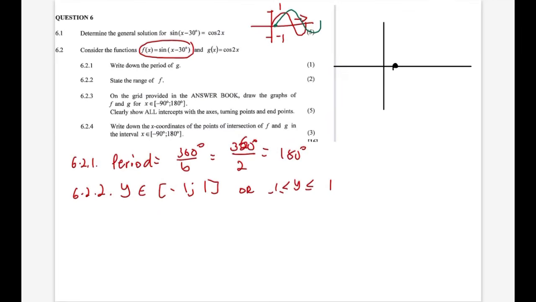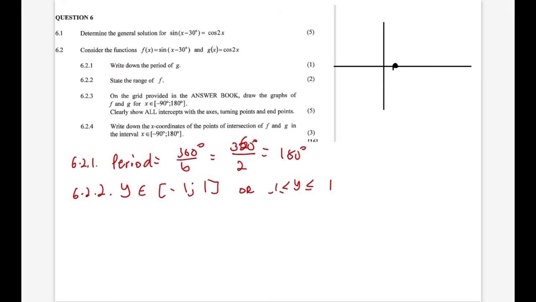Now grade 11 matriculants, the next question, 6.2.3, asks us to sketch both graphs. So on the grid provided, draw the graphs of f and g on this domain. Clearly show all intercepts with the axes, the turning points, and the endpoints. Now, we know how to sketch graphs because we always just compare them with the original.